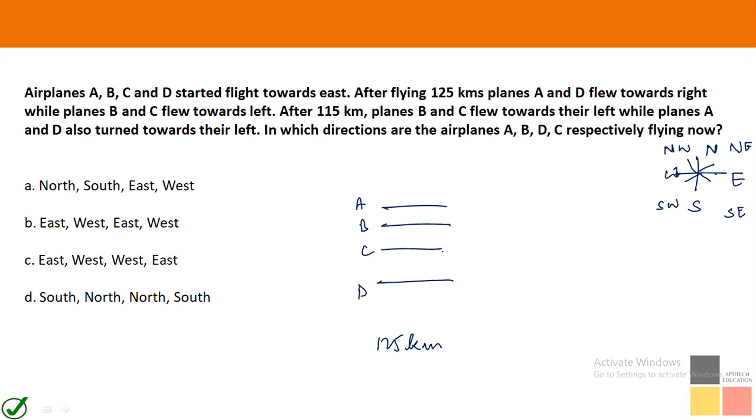Now, after flying for 125 kilometers, A and D flew towards right. So A and D are going towards right. Right means they're going towards down.